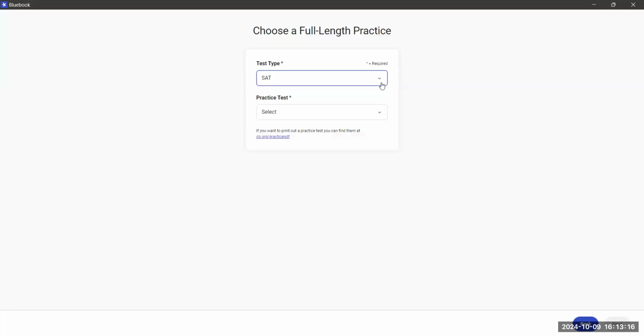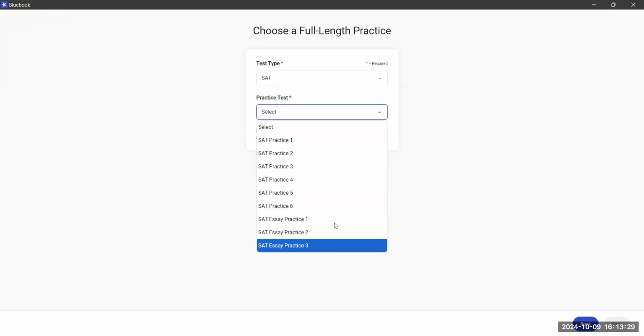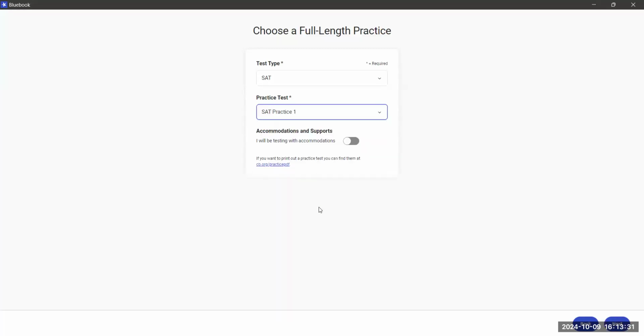How many tests do we have? There are six complete tests that you can practice. Okay, so let's try this one. Let's practice test 1.